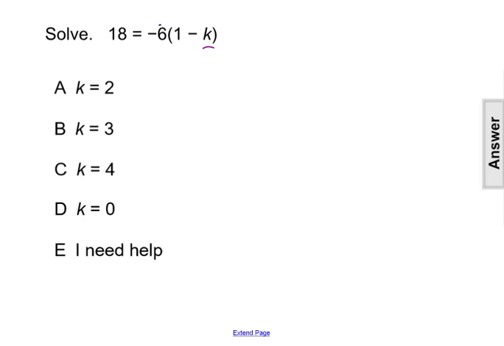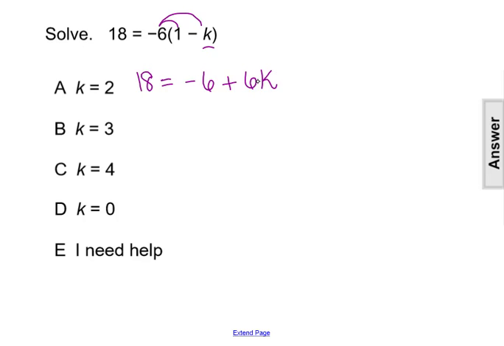We can distribute negative 6 to 1 and to the negative k inside the parentheses. We can multiply by that negative 6. That will give us 18 equals negative 6 plus 6k. We can then use our inverse operations to isolate k.